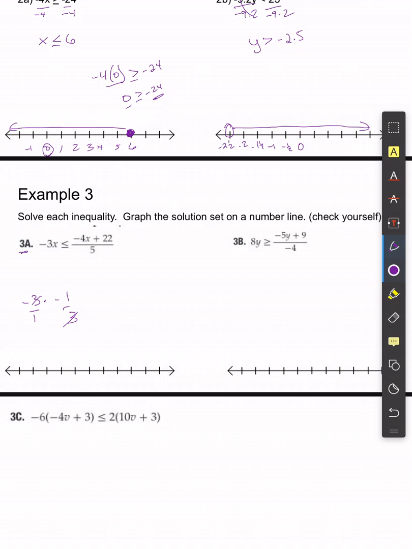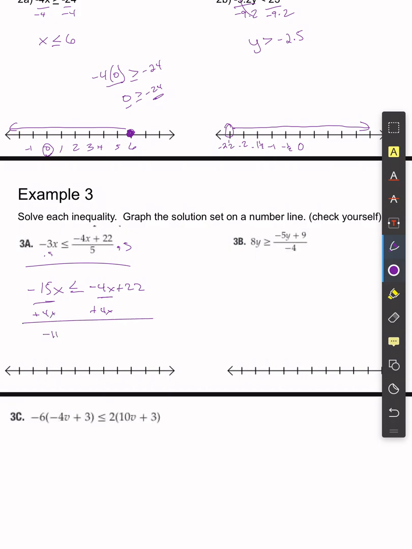but since I have x's on both sides, I think the better solution here would be to just multiply. Let's first multiply both sides by 5 and get rid of the fractions. So if I multiply this by 5 and multiply this by 5, I get negative 15x is less than or equal to negative 4x plus 22. So I just got rid of the fraction. Now I want to move this guy over here to combine x's, so I'm going to add 4x to both sides. If I do that, I get negative 11.